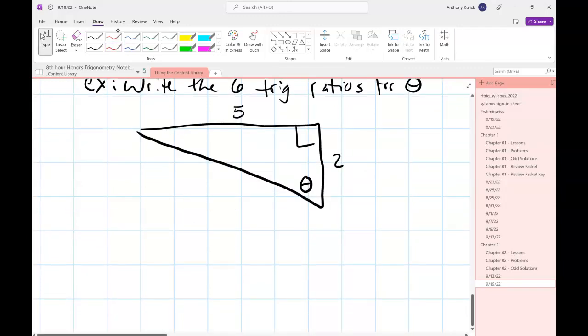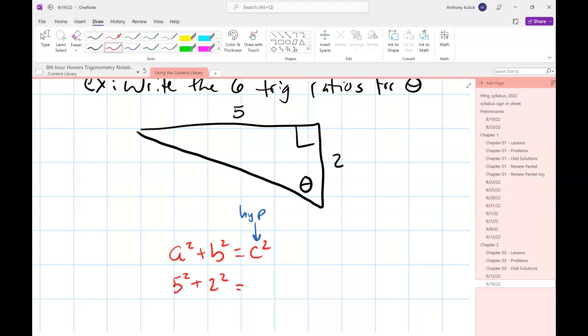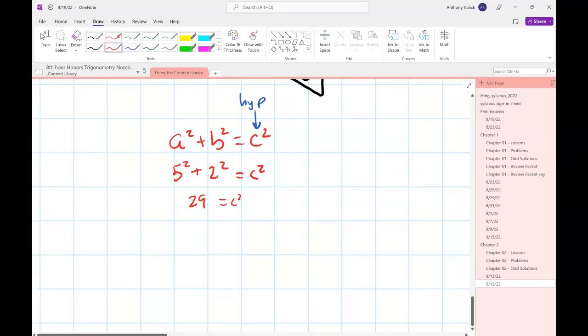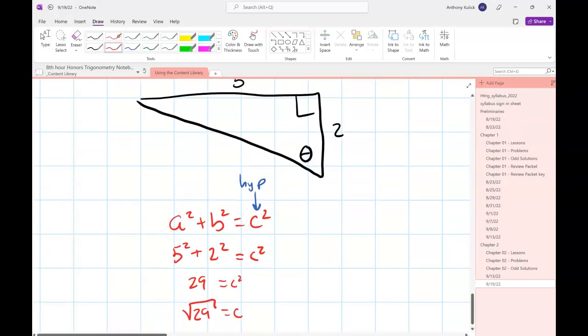Oh, no. How do I find that side length? Pythagorean theorem, which is? Great. When using the Pythagorean theorem, what do I have to be careful about? Yeah, c squared must be the hypotenuse. All right. In this situation, the hypotenuse is what I'm looking for, so that's easy enough. So I get 29 as c squared, or the square root of 29 as c. Everybody okay with that?